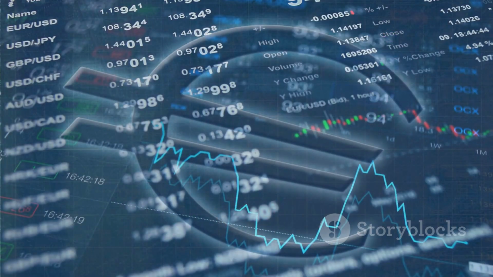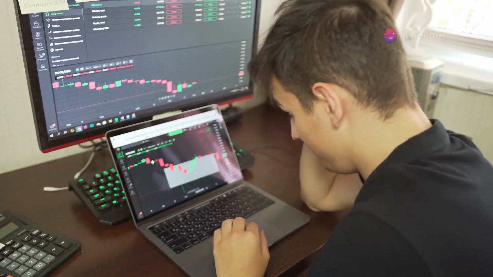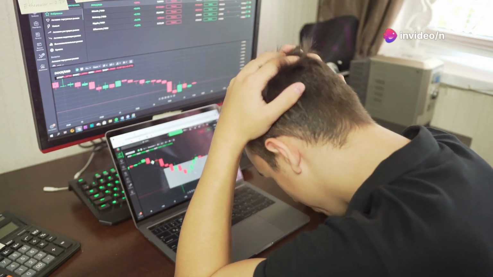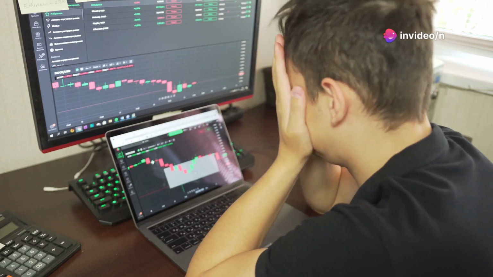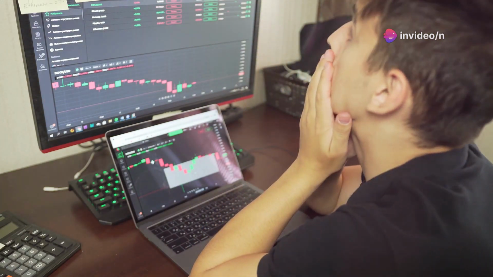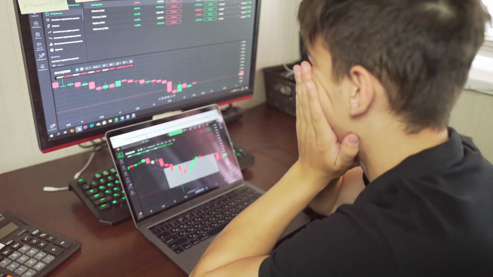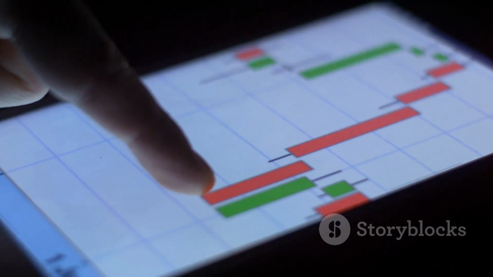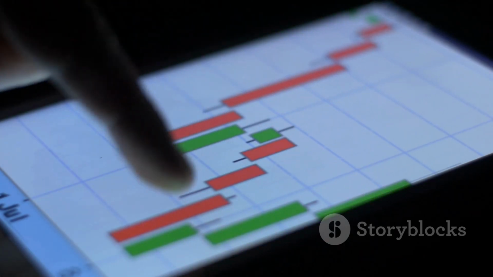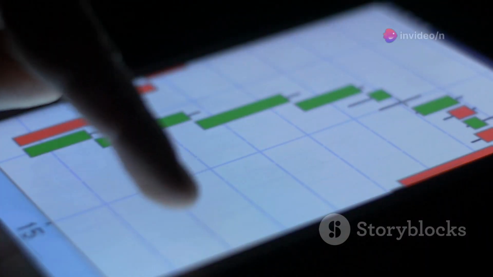When a stock approaches a support level, buyers are more likely to enter the market, preventing the price from falling further. Conversely, when a stock approaches a resistance level, sellers are more likely to enter the market, preventing the price from rising further. Understanding support and resistance levels can help you identify potential entry and exit points for your trades.